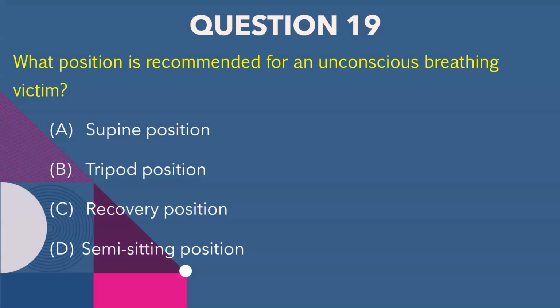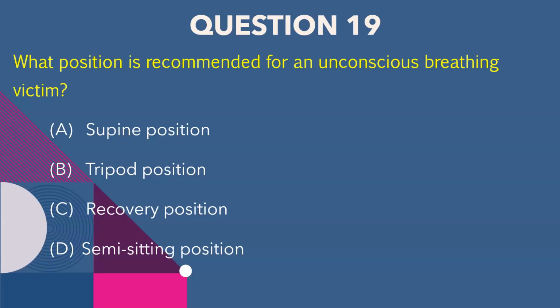What position is recommended for an unconscious breathing victim? A. Supine position. B. Tripod position. C. Recovery position. D. Semi-sitting position. Question 20 is next.